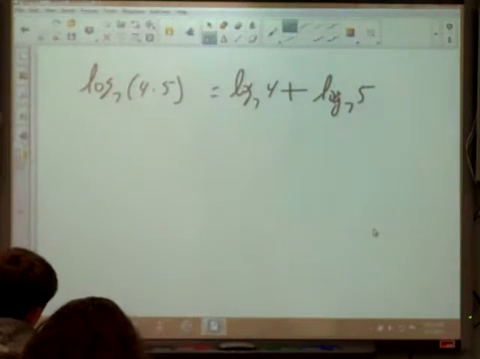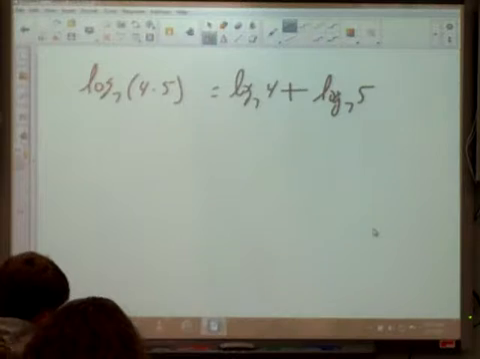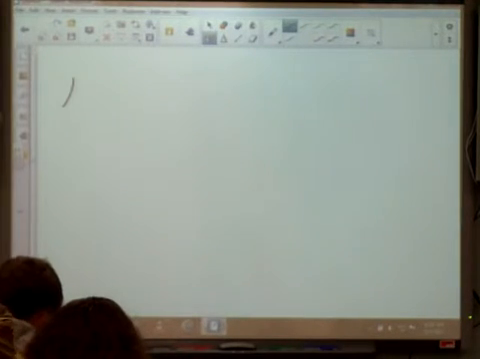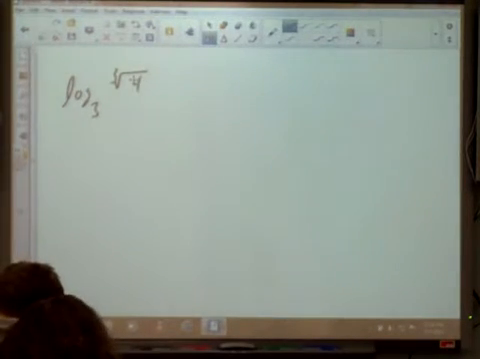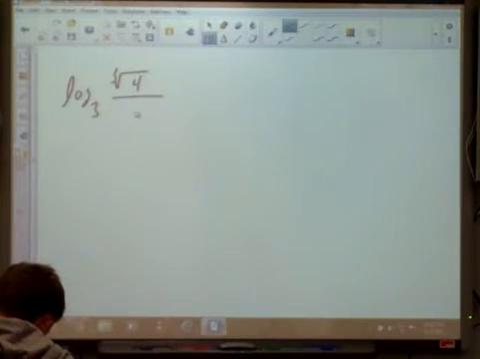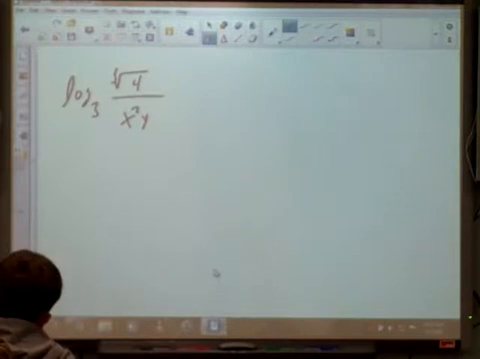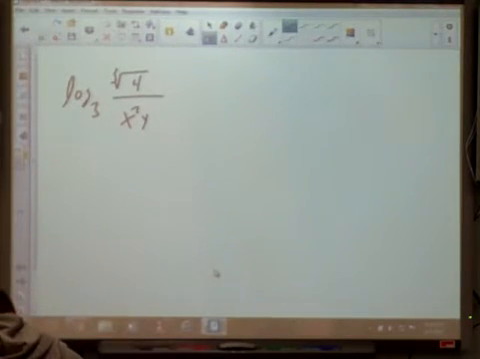Let's do some with variables so you're not as tempted to try to solve it. This is a good one here. Log base 3 of the cube root of 4 over x squared y. Alright, we're just kind of jumping in with both feet on this one. There's lots of stuff going on. First off, that's a cube root on the top. That's an ugly 3, hard to read.